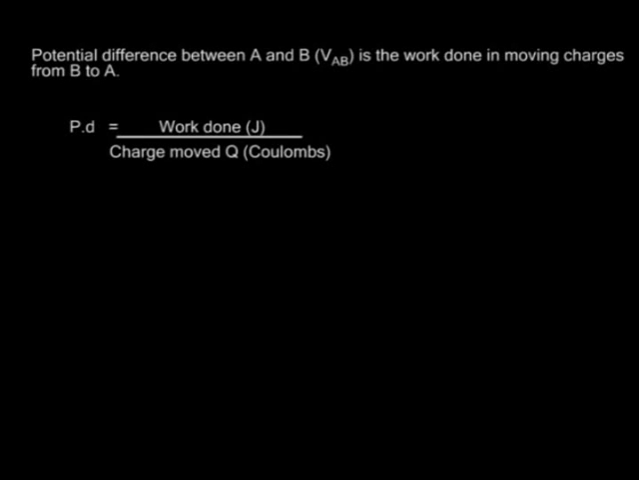In general, the potential difference between 2 points, say A and B of a conductor, is defined as the work done in moving a unit of charge from point B to A of the conductor. Potential difference is equal to work done in joules over the charge moved Q in coulombs. VAB is equal to W over Q. This potential difference is measured using a voltmeter.